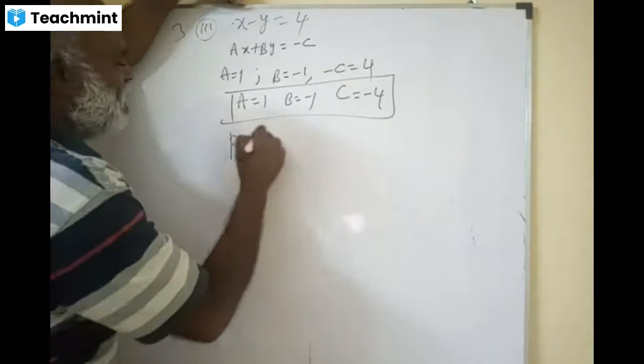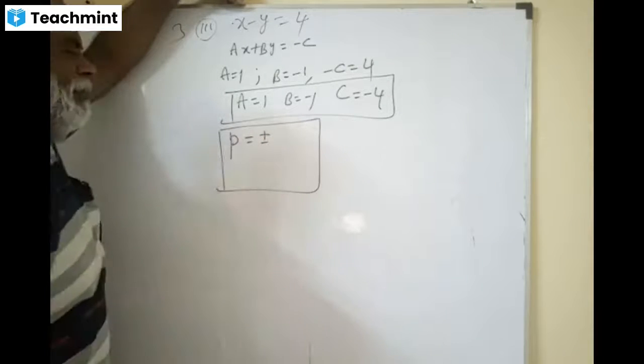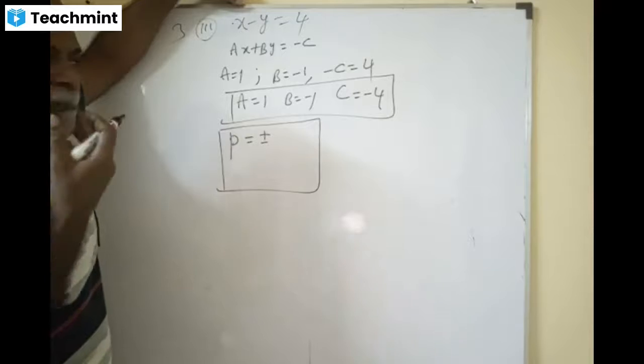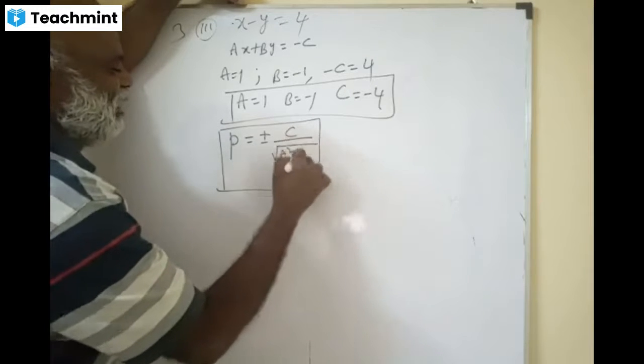Now, P equal to what? What is the formula for P? Go, tell me, dear. Plus or minus C by root of A square plus B square. Amazing, very good.